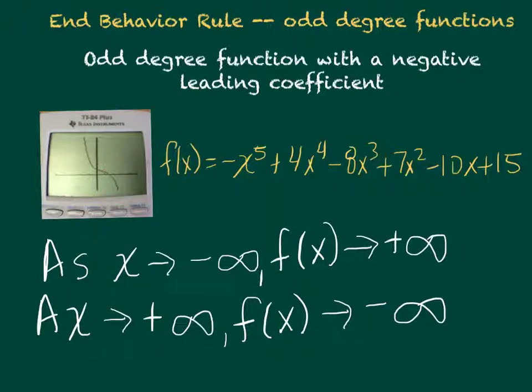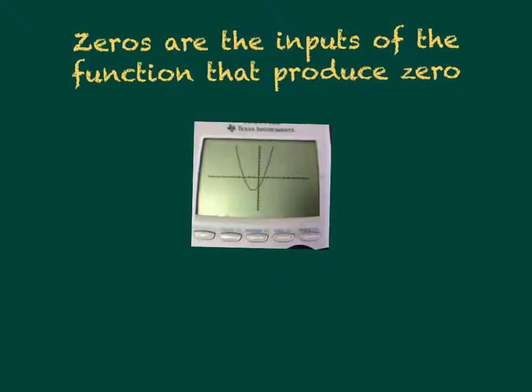Now the odd behavior rules that I've just shown you for these functions actually work for all odd degree functions. And the even degree function rules that I showed you also work for even degree functions. Now let's talk about what happens at the zeros.